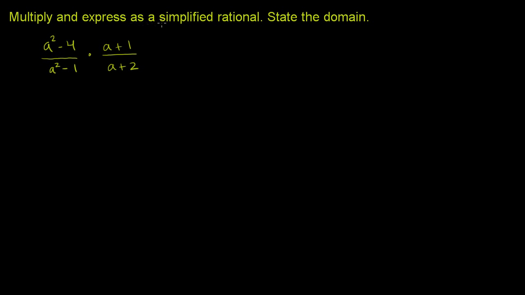Multiply and express as a simplified rational. State the domain. So let's multiply it, and then before we simplify it, let's look at the domain. This is equal to, if we just multiply the numerators, a squared minus 4 times a plus 1, all of that over, multiply the denominators, a squared minus 1 times a plus 2.